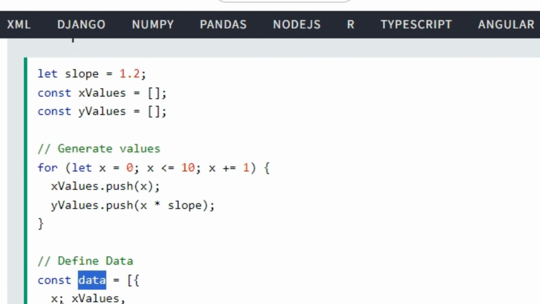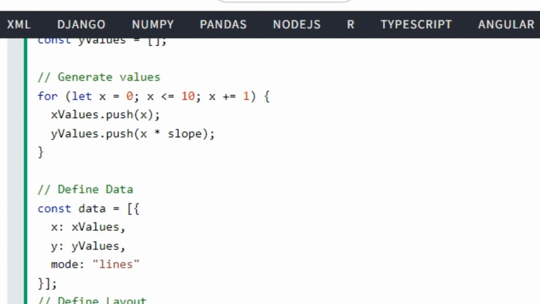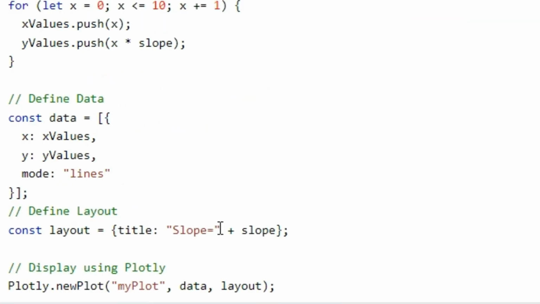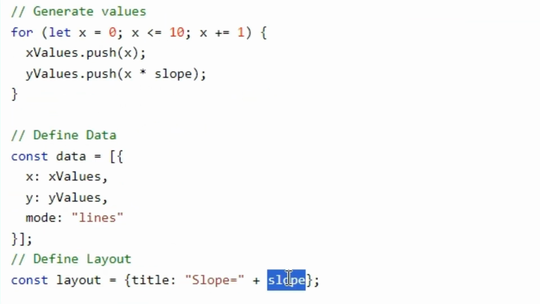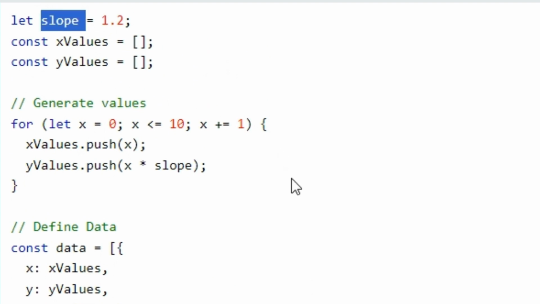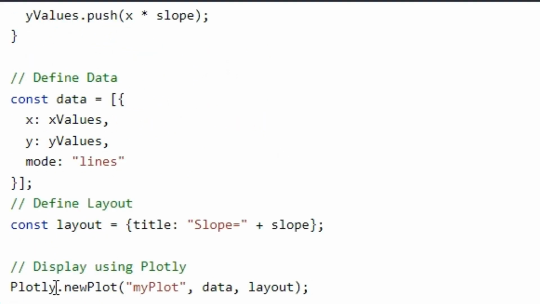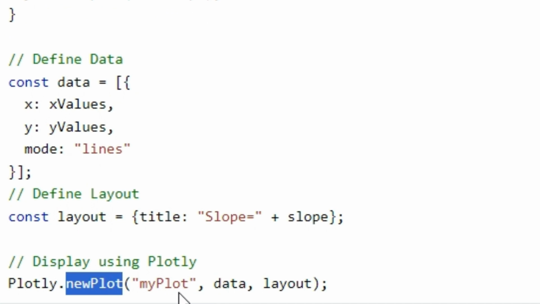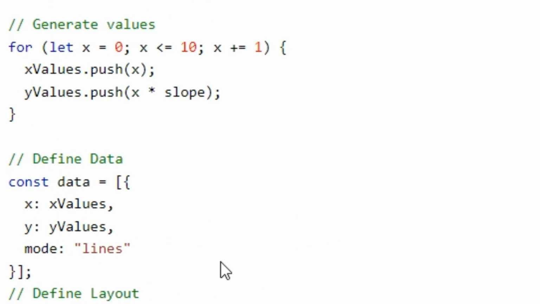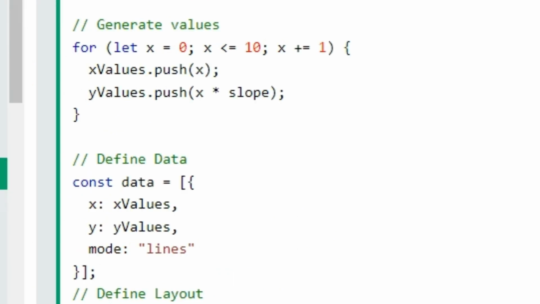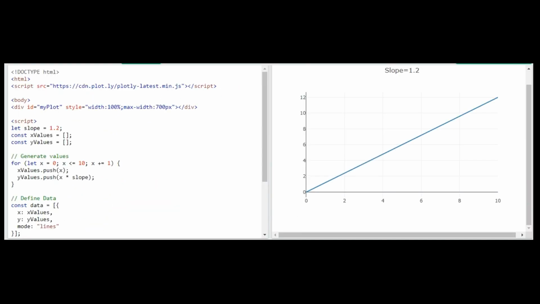Like earlier, we are defining the data and layout. Here you can see the layout has the title slope, and we have entered this slope value, that is 1.2. For this graph, Plotly.newPlot has three arguments: myPlot, the name, the data that we have populated here, and the layout that we have created here. Here I have shown the output of the code snippet, and the graph has a slope of 1.2.